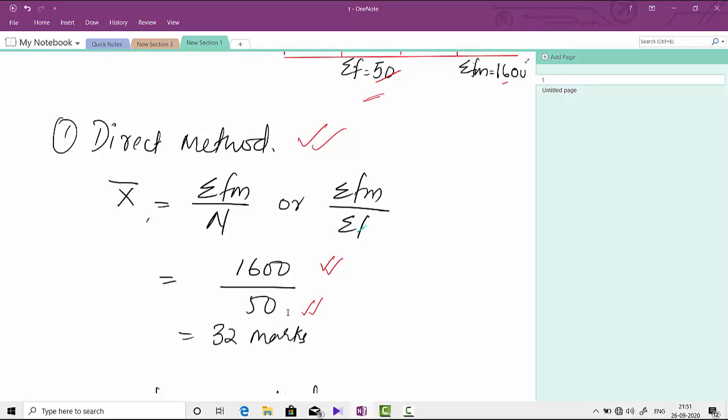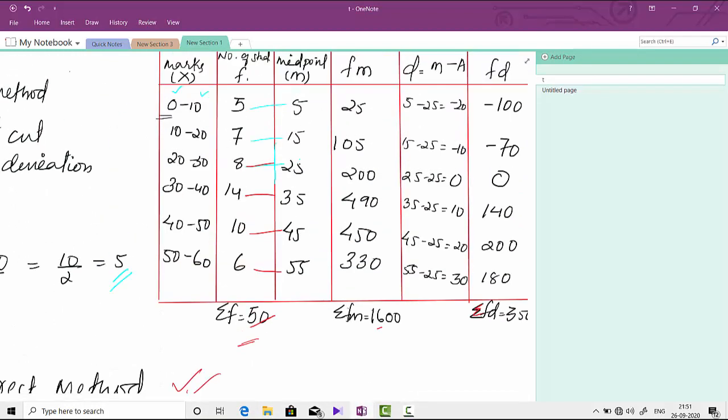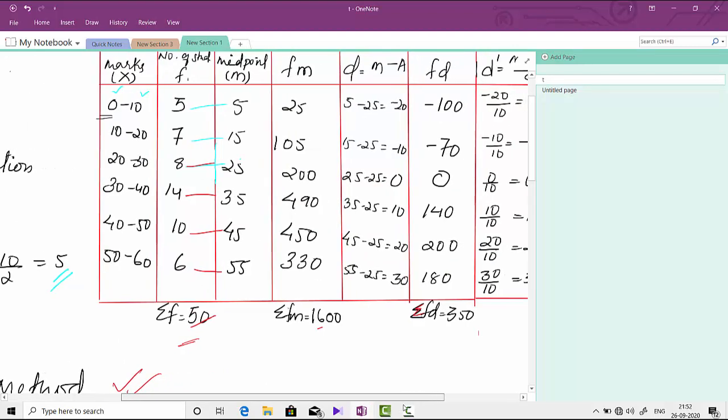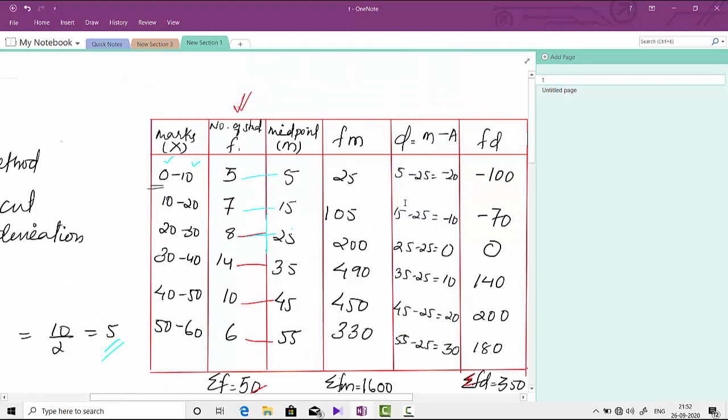Okay. Next, let us solve in shortcut method. So here, we are almost done. Till here, it is all about the direct method. Okay. And now, from here to here, it is going to be the shortcut method.